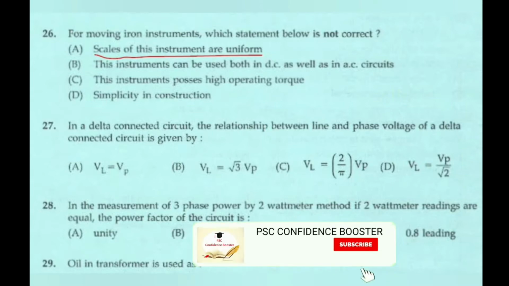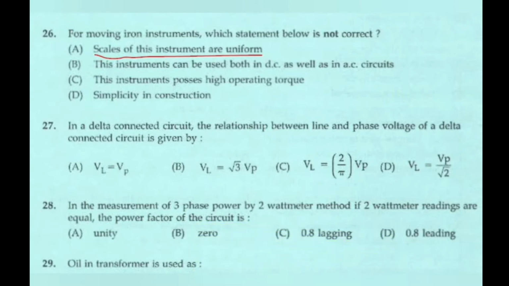Question number 27. In a delta connected circuit, the relationship between line and phase voltage of a delta connected circuit is given by. Answer is option A. VL equals VP.